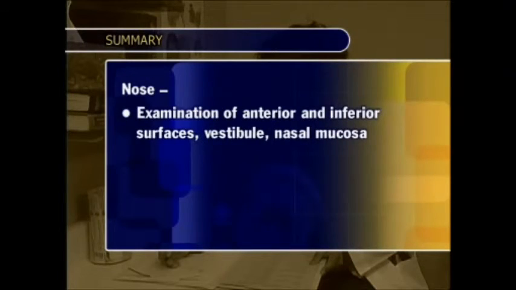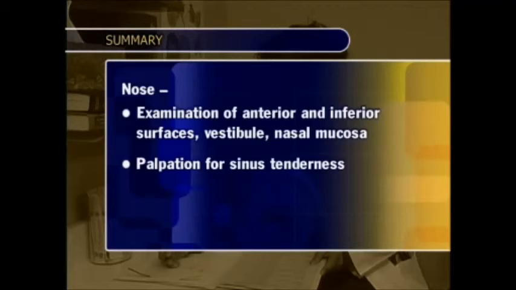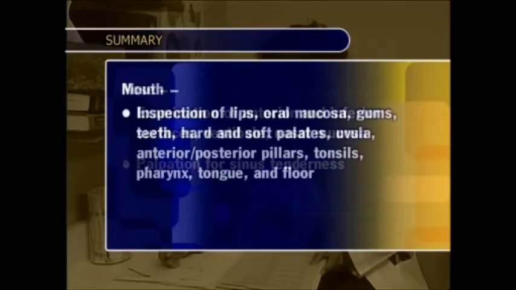To summarize, examination of the nose includes examination of the anterior and inferior surfaces, inspection of the vestibule, inspection of the nasal mucosa, and palpation for sinus tenderness. Examination of the mouth includes inspection of the lips, the oral mucosa, gums, teeth, hard and soft palates, uvula, anterior and posterior pillars, tonsils, pharynx, tongue, and floor.